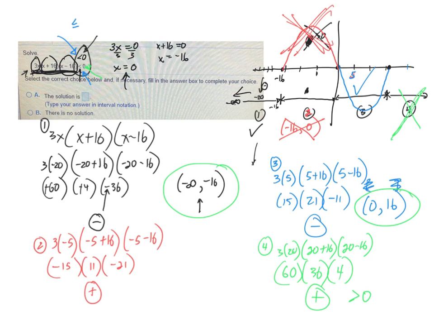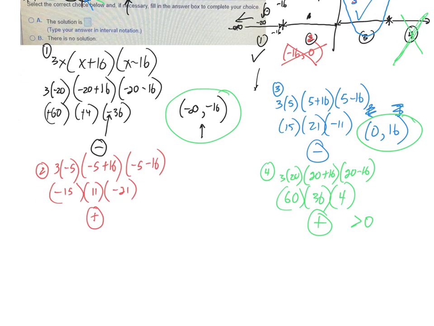So at the end, I would probably write something like this for my answer. I'd say the interval is from negative infinity to negative 16, union with this interval, 0 to 16. So those two intervals satisfy that original inequality. All right, hopefully that helps you with polynomial inequality solving.